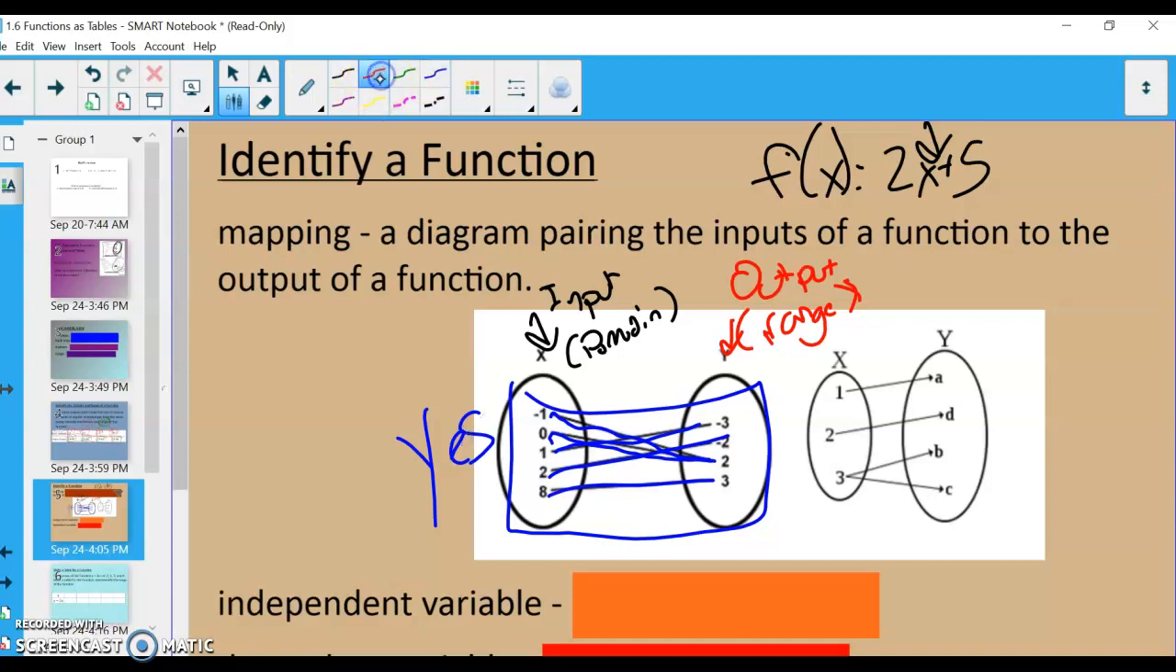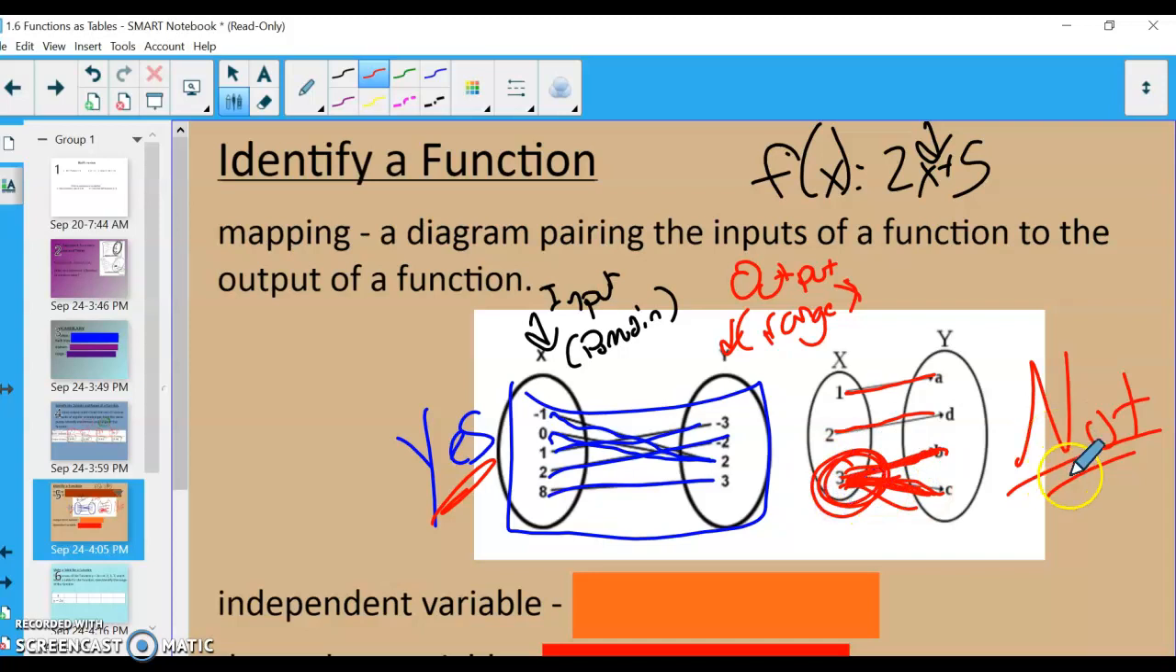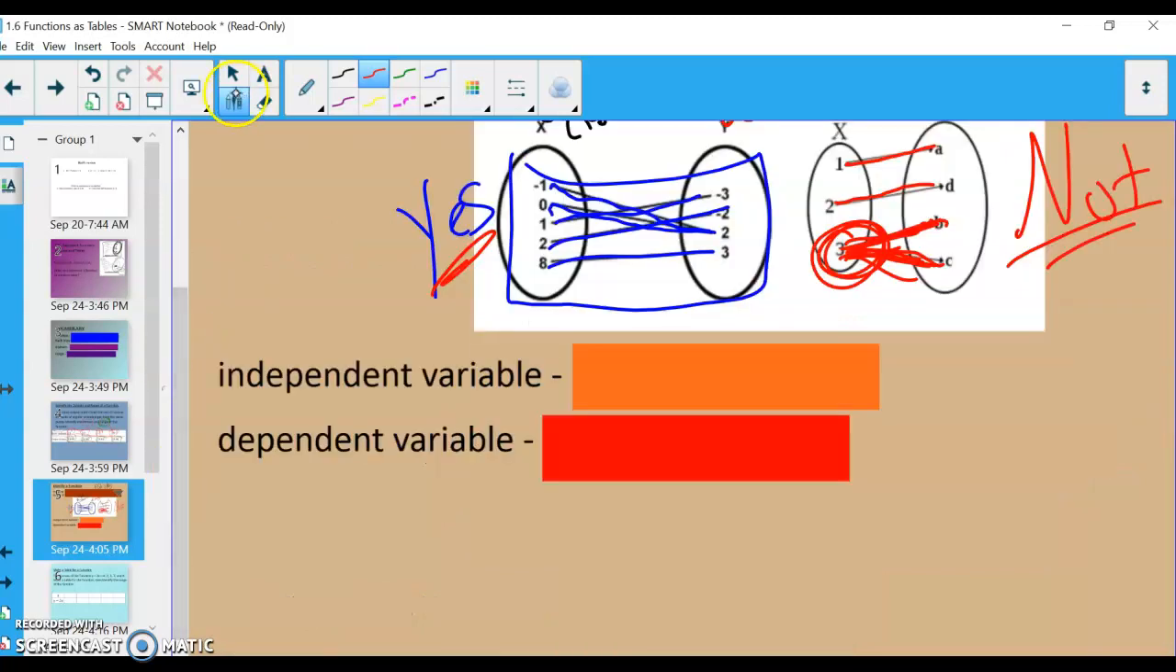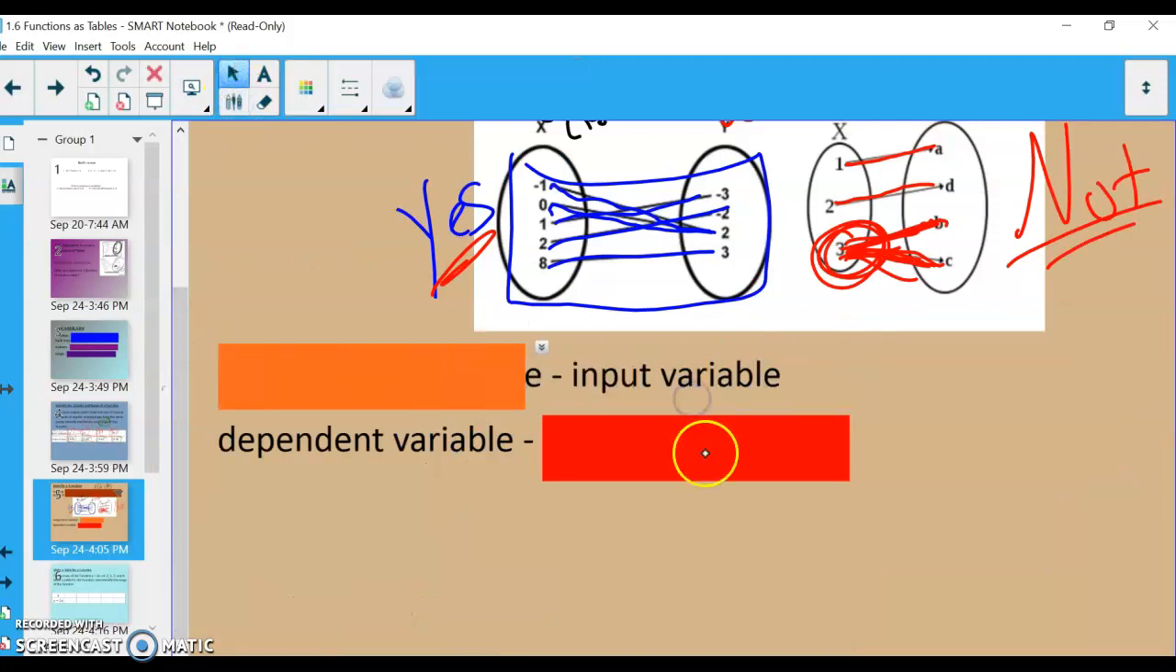This other one over here, I'm going to do it red because red is bad. Your input only comes off of one. There's only 1, 2 going to an output, and 3 actually comes off twice. So because there are 2 arrows coming off of this input, this is not a function, right? So if there is 1 arrow coming off of an x or an input, it is a function. If there are 2 or more arrows coming off of one input of a function, it is not a function.